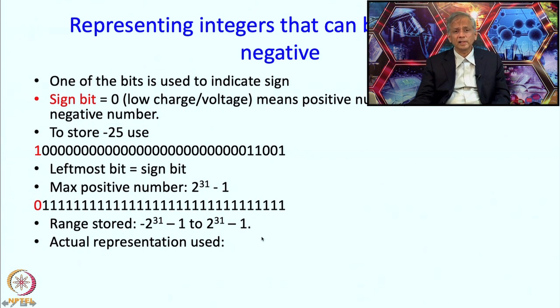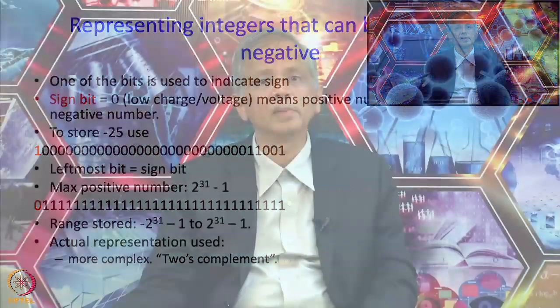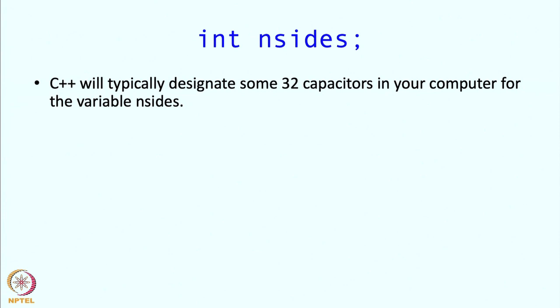The actual representation that computers use is not exactly like this. It's something called 2's complement. We are not going to discuss that, and these specific details are really not important, but you should know roughly what happens, so that you at least have a good idea of what is reasonable and what is not reasonable. We'll see why we are going through all this.